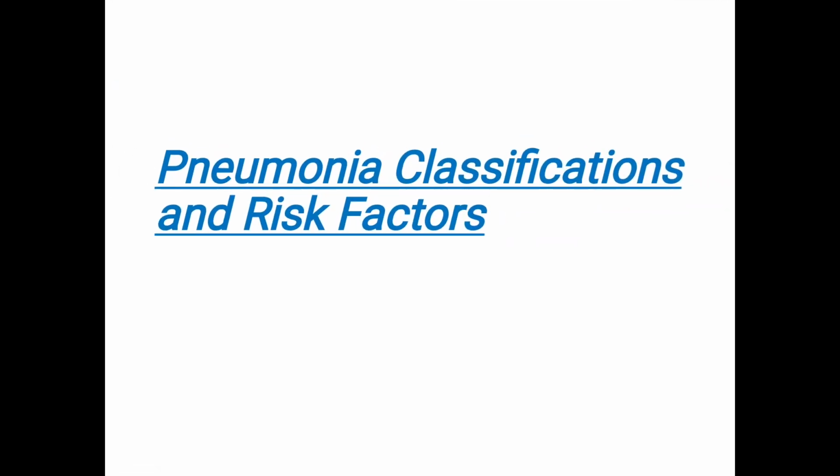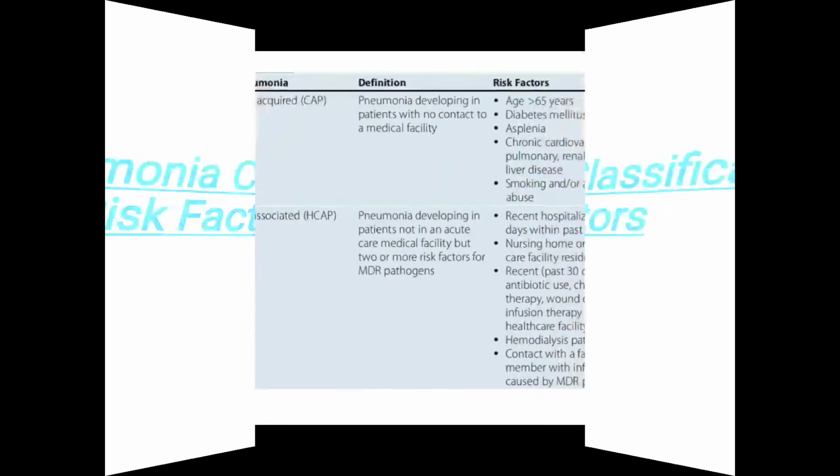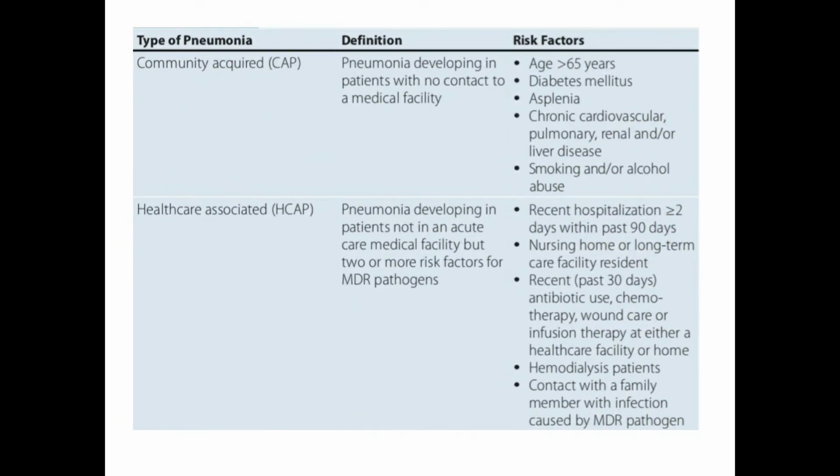Now let us see the pneumonia classifications and risk factors which lead to the development of pneumonia. So mainly pneumonia is classified as community acquired pneumonia, healthcare associated pneumonia, hospital acquired pneumonia, and ventilator associated pneumonia. So let us see what they are.